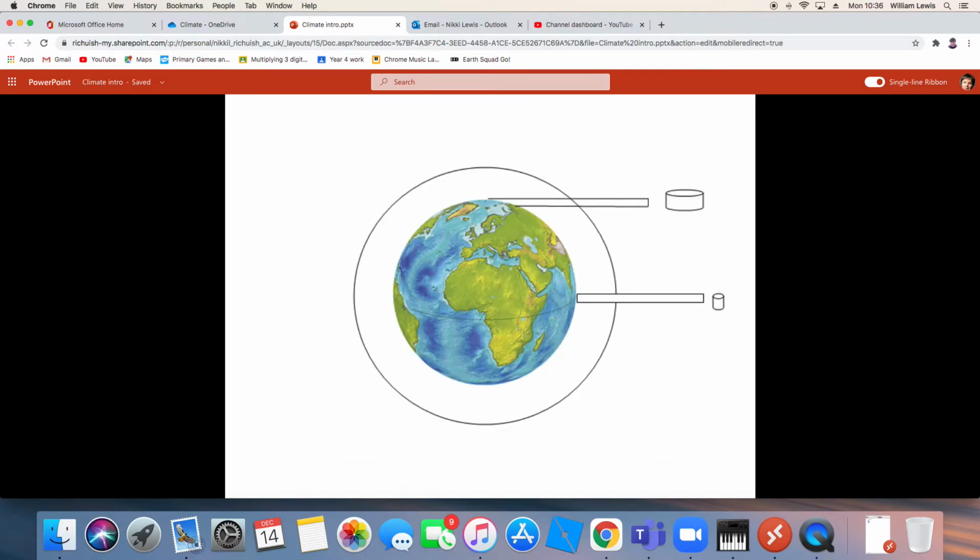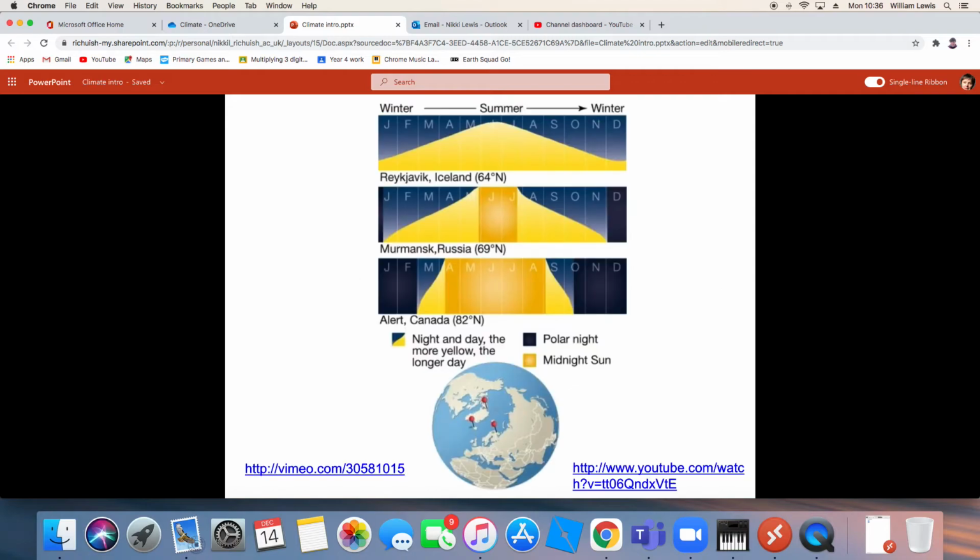Number 1, surface area. No, sorry. Number 1, depth of atmosphere. Number 2, surface area. Number 3, albedo. And finally, good news, number 4, length of daylight hours. We will come back to this in future videos, but for now, the closer you get to the poles, the more extreme your length of day and night becomes.